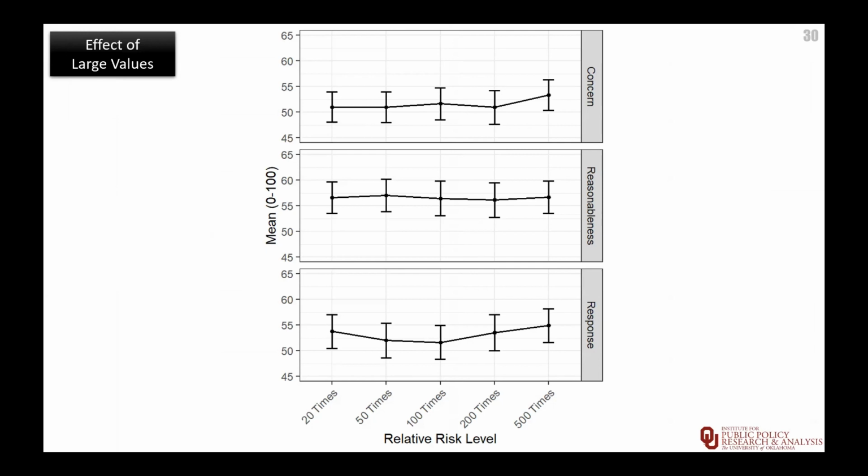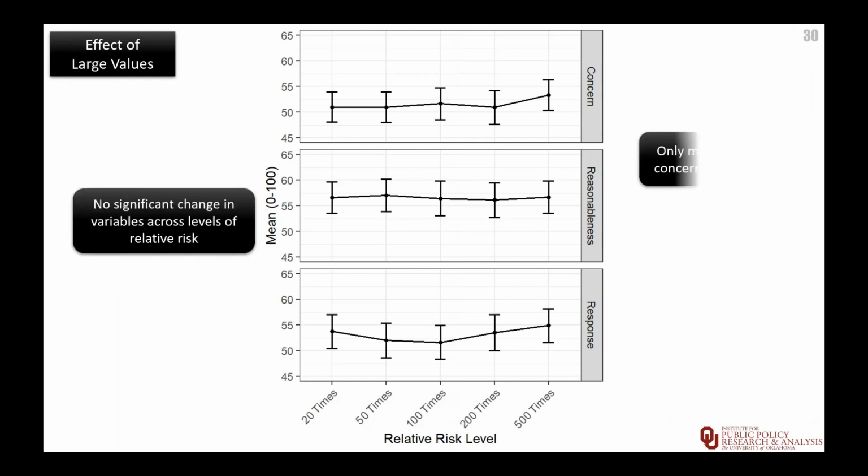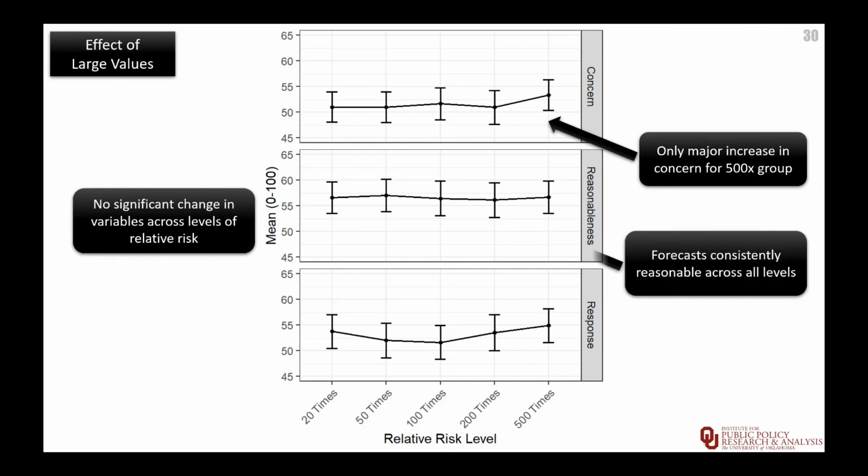When we break things down by which value of relative risk we see, kind of surprisingly, there's really not a significant change in the variables across the different levels of relative risk. Remember, the absolute risk is staying the same. The only major visible increase in concern occurs for the 500 times more likely than normal group, and it's still not statistically significant. It's within the confidence interval of that first value, the 20 times more likely than normal group. So not really seeing much change in level of concern or likelihood of response when we increase these relative risk values in this combined format.